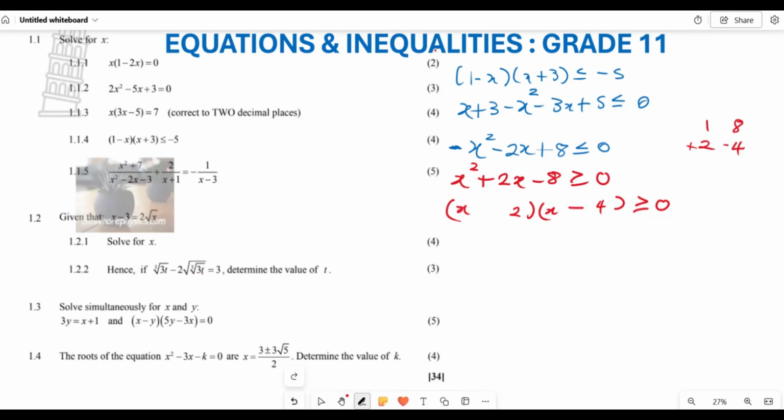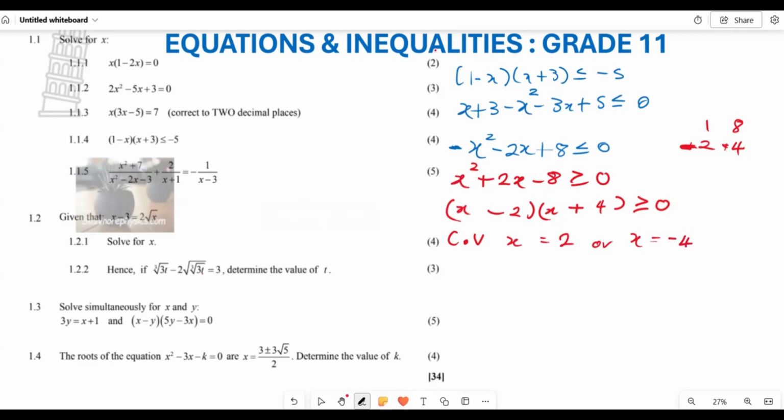Now this is going to be a positive 4, and then this is going to be negative. This must be positive, and then this must be negative, right? Now from here, I am going to have my values of x. I am going to just use the abbreviation CV, which stands for critical values, right? So my values for x are x equals 2, or x equals negative 4, right?